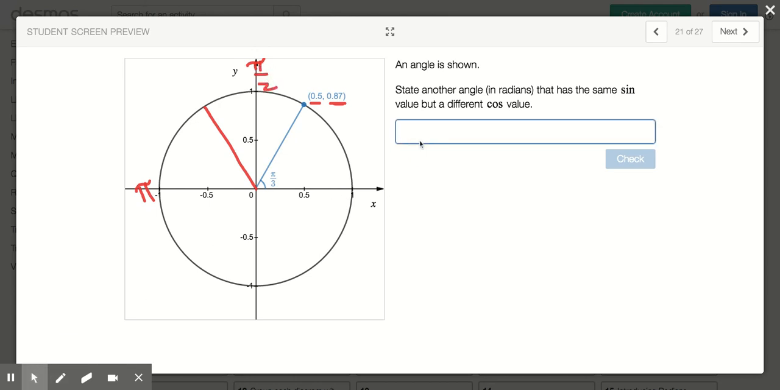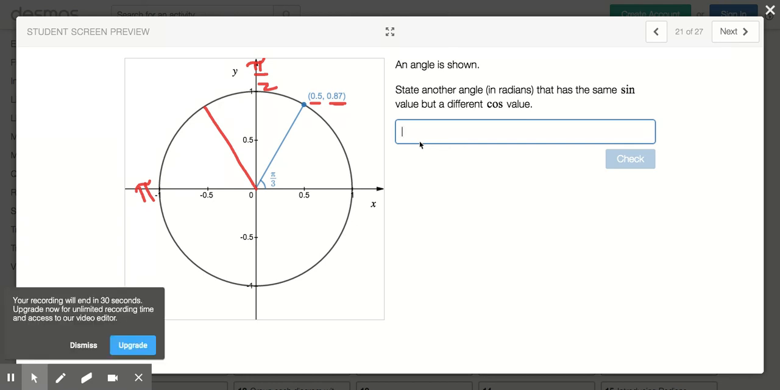I don't actually know the answer to this one, but let's try 5 over 6 over 4, 5 over 3 pi maybe should work. No, not at all. Okay, so I want you guys to try different values here. If you cannot get this, watch the next video and we will finish this one up, okay?